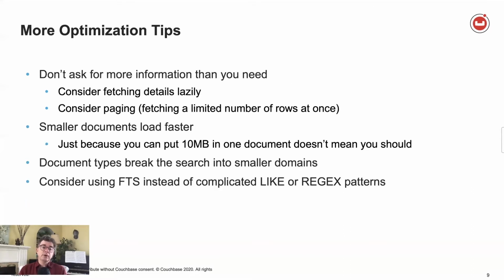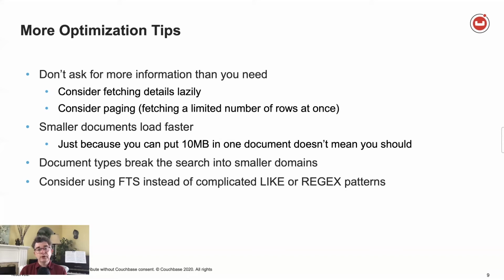So some other kind of more general purpose tips. Really be careful about narrowing down your query to just the information that you need. Don't ask for every property of the document if you don't need them. Just look at what properties, or sub-properties, do I need for processing this query, and then use only those in the result of the query.